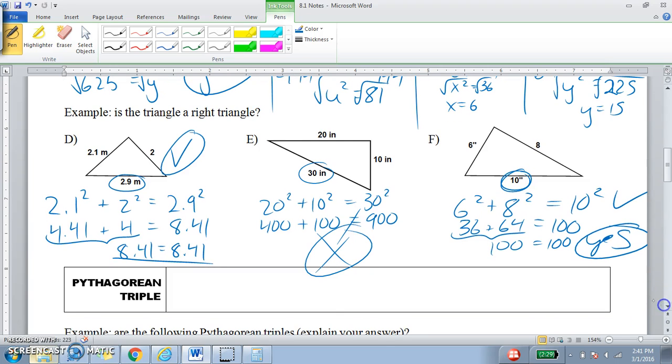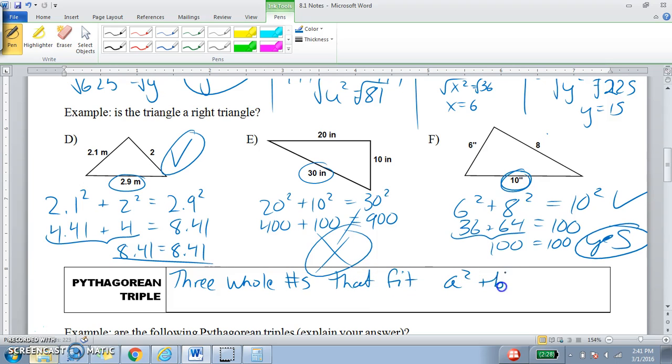So this last one right here, 6, 8, and 10. This is an example of what we call a Pythagorean triple. A Pythagorean triple is just 3 whole numbers, so no decimals, no fractions, no radicals. It has to be a whole number. So it's 3 whole numbers that fit the Pythagorean theorem: a squared plus b squared equals c squared.